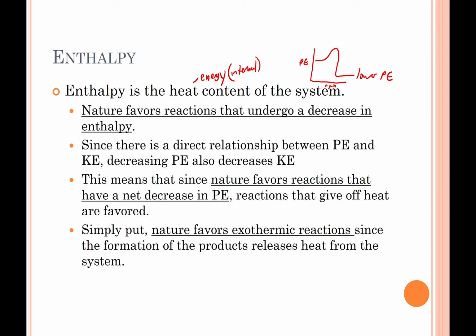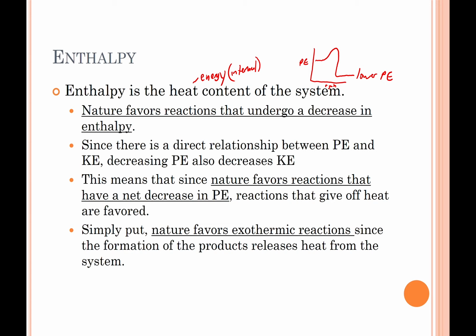So there's a direct relationship between potential energy and kinetic energy. So by decreasing potential energy, we also decrease kinetic energy. So going to a lower potential energy means that the motion of our molecules, the heat contained in the molecules and bonds of matter, is going to decrease. They're going to be moving slower. There's less energy stored, and molecules are going to be moving slower, less kinetic energy, less energy of motion.